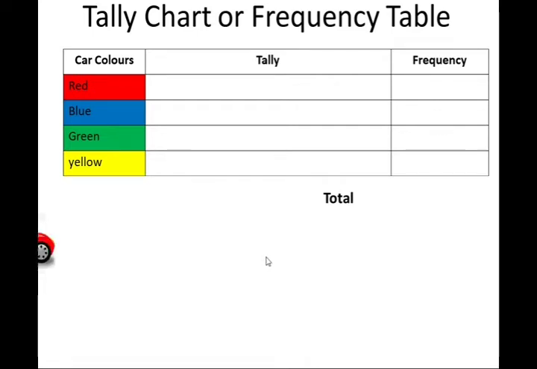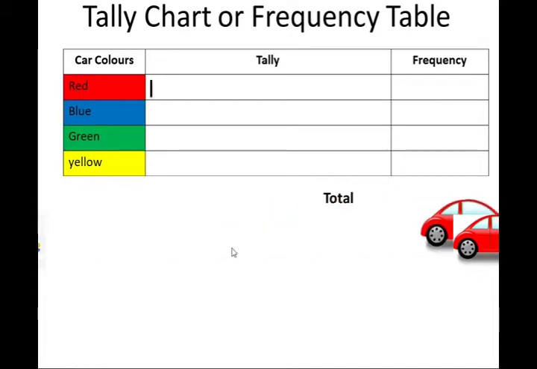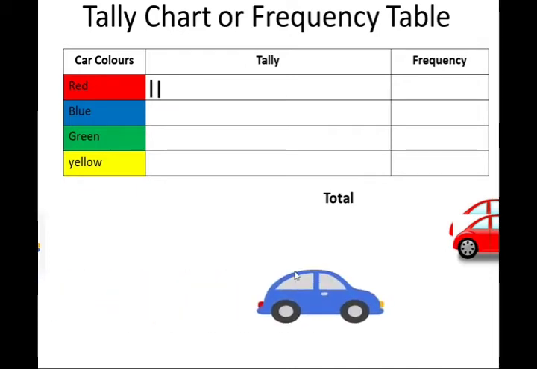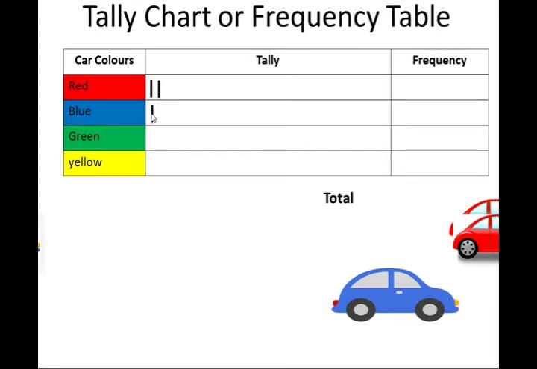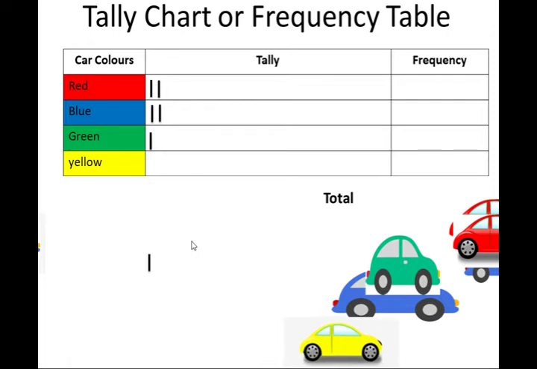Okay, let's get started. She has seen 1 red car, so 1 stroke goes in the tally column next to the red. She has seen 2 red cars now, so there are 2 strokes in the red row. Now she has seen a blue car, so she has drawn a stroke in the row that's counting the blue cars. She has seen a green car now, so there's 1 stroke for green. She has seen the second blue car, so now there are 2 strokes for blue. 1 yellow car, and there's 1 stroke for the yellow.